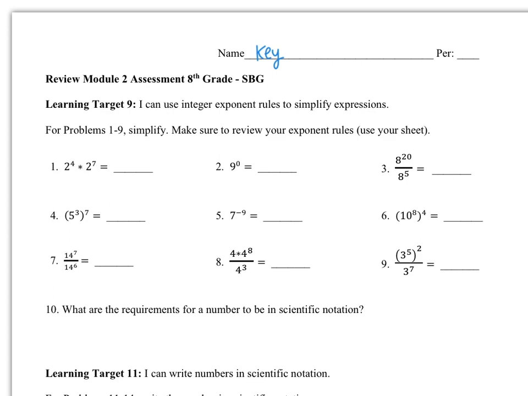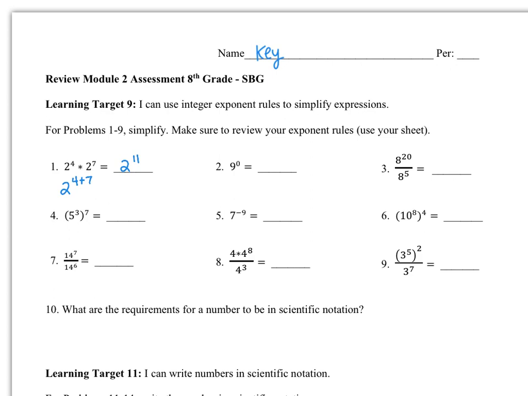So for number 1, we're looking at a product of powers. So remember, when we multiply two powers with the same base, we add the exponents. So we're really doing 2 to the 4 plus 7, or 2 to the 11th.